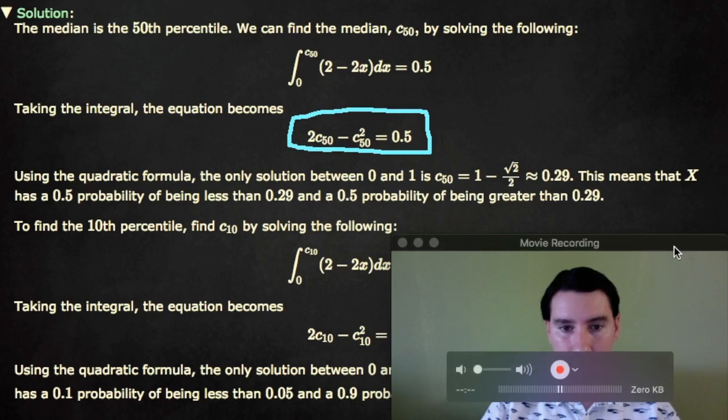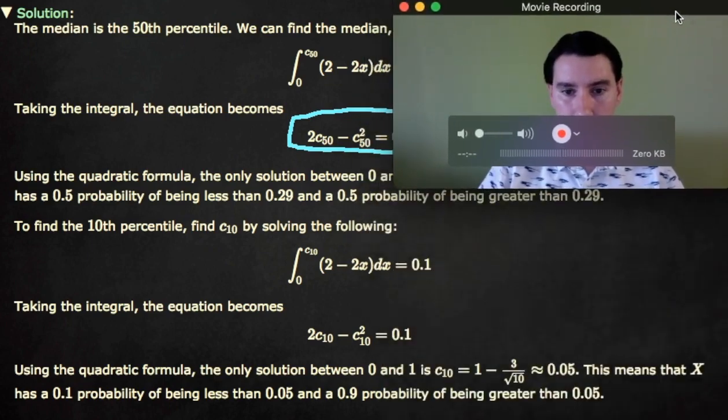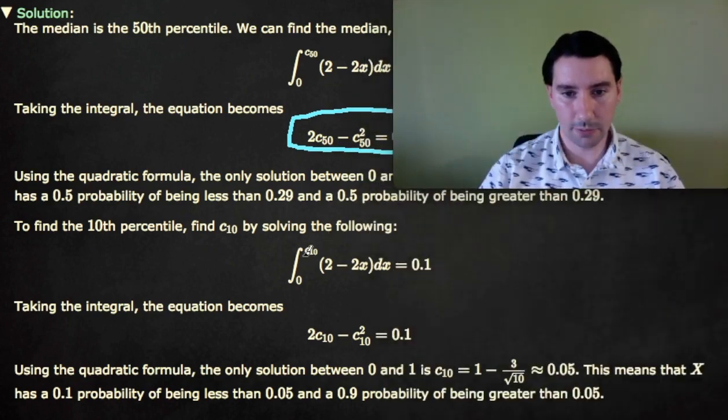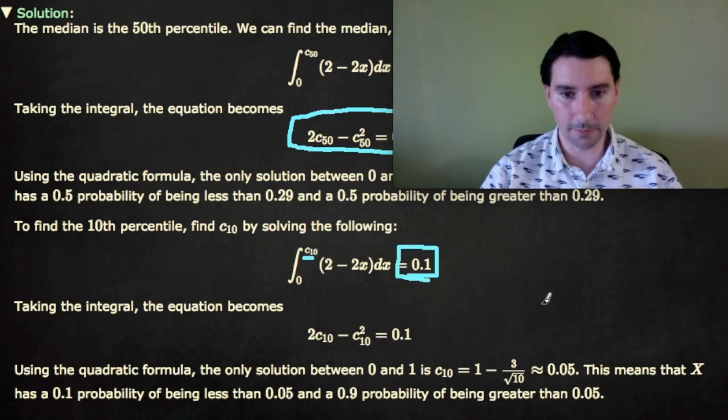And to find the 10th percentile, you do the same thing. You integrate from 0 to some number c10 we must solve for of the PDF, 2 minus 2x dx. But since we're looking at the 10th percentile, we want this to equal 0.1. So taking the integral, we get 2 c10 minus c10 squared equals 0.1. And use the quadratic formula to solve.